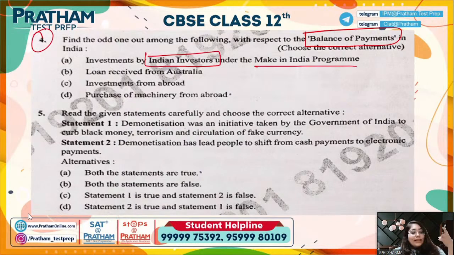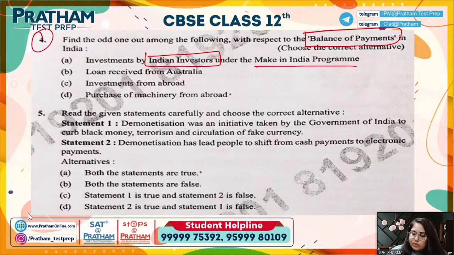Now what is this? Indian investors only, right? But when we say balance of payment, right? So although we'll be seeing the other options too. Option B is what? Loan received from Australia. Obviously from abroad, that is one option. Investment from abroad, that is option C, and purchase of machinery from abroad.